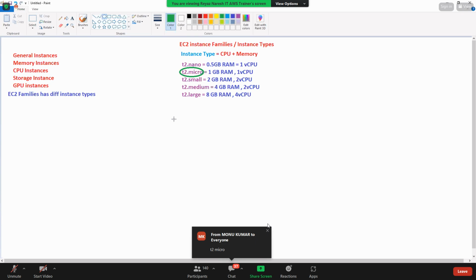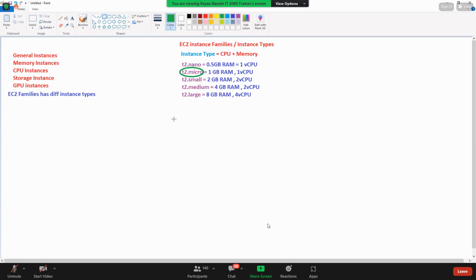If you launch T2 Small, Medium or something else other than T2 Micro, you will get the bill. So please be very careful. Please restrict to my instructions. Please use only T2 Micro. Guys, in our course, we'll be using T2 Micro.